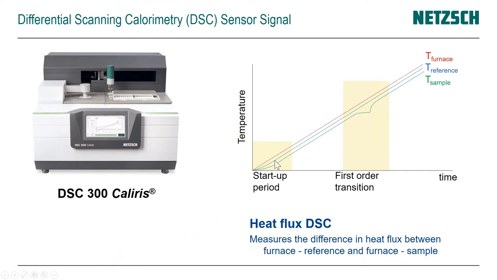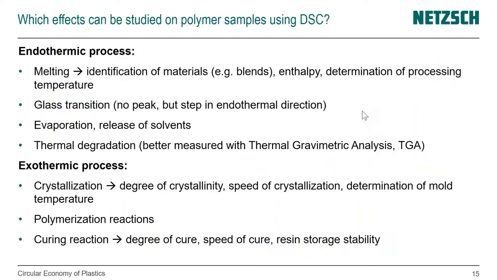The actual signal at the sensors: we can record in red the temperature of the furnace, in blue the reference, and in green the sample. When we see a deviation between reference and sample, we know something has happened in the material. Depending on whether energy is going in, an endothermic process, or coming out, an exothermic process, that refers to different effects. This is just a general overview, and then we'll dive deeper into the topic.